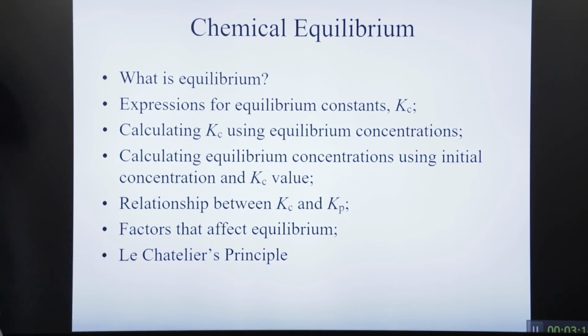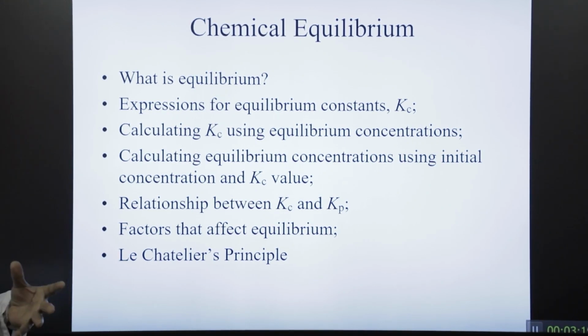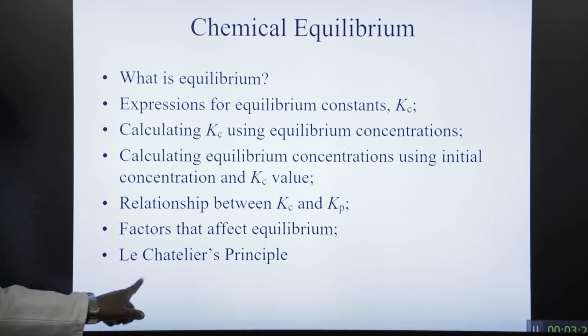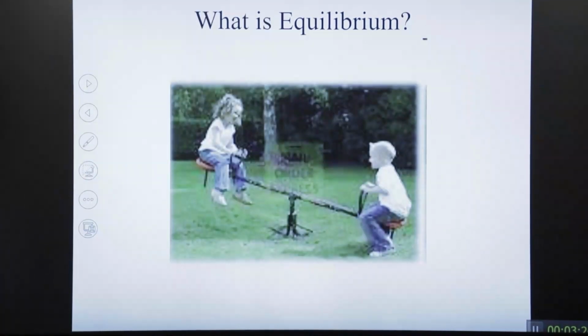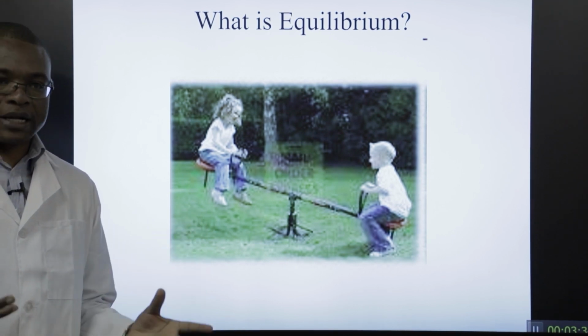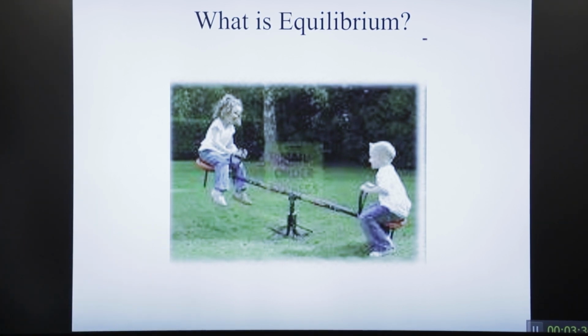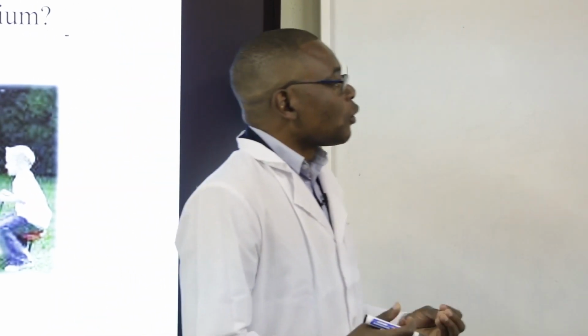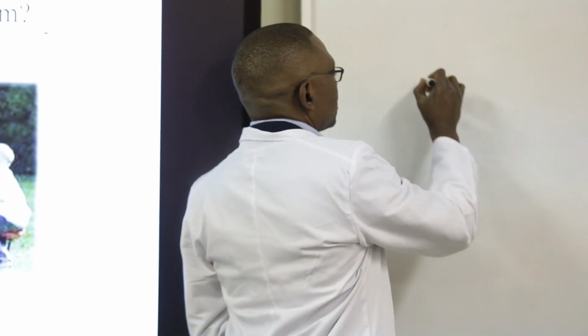And then also look at the relationship between Kc and Kp, and then factors that affect equilibrium, and lastly Le Chatelier's principle. Okay, so you'll see that equilibrium is a measure of how reactants and products are being formed. So if you remember in our introduction, when we were measuring the speed at which a reaction is taking place, we said that we always start with reactants.